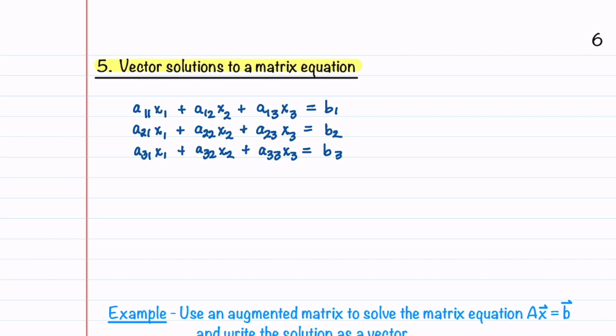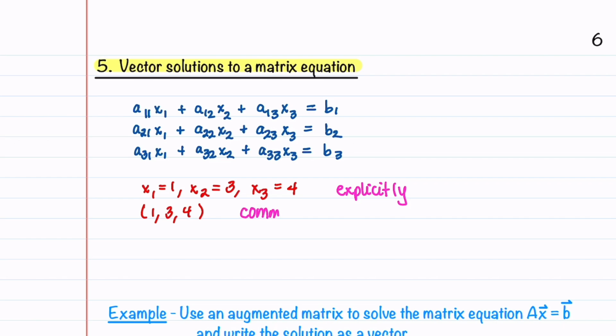I'm now going to teach you how to write the solution to a matrix equation in terms of a vector. It's often easier to visualize what a solution looks like if we write it in vector form. Suppose the solution of this linear system is x1 is equal to 1, x2 is equal to 3, and x3 is equal to 4. We often refer to this formulation of the solution as writing the solution explicitly as a general solution. We can also write our solution as 1, 3, 4, and this is often called the comma delimited form.